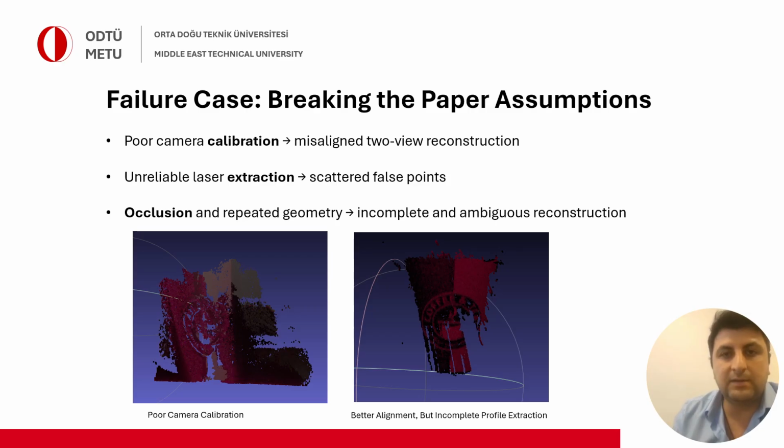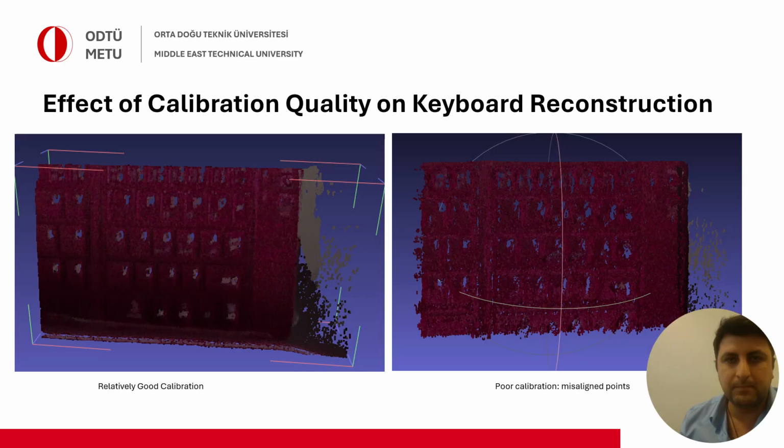In the right result, the alignment is better compared to the left case. However, the reconstruction is still incomplete because some laser profile points are missing. This shows that calibration alone is not enough. The laser line also has to be extracted reliably. So this cup example demonstrates two important failure sources: poor calibration and incomplete profile extraction.